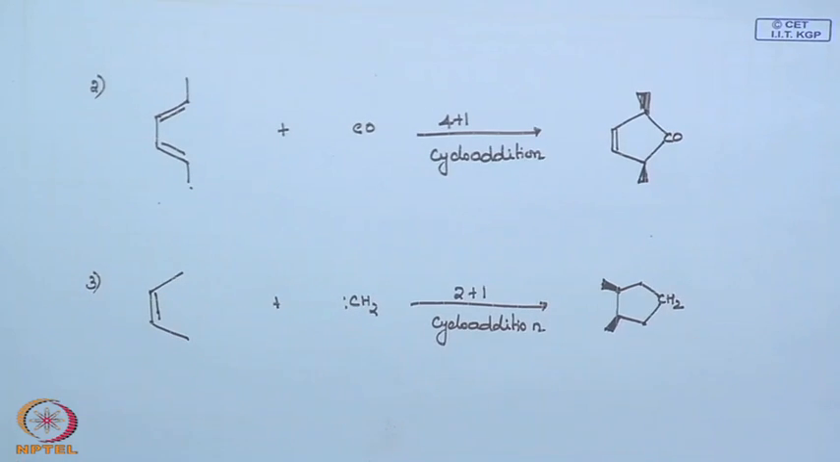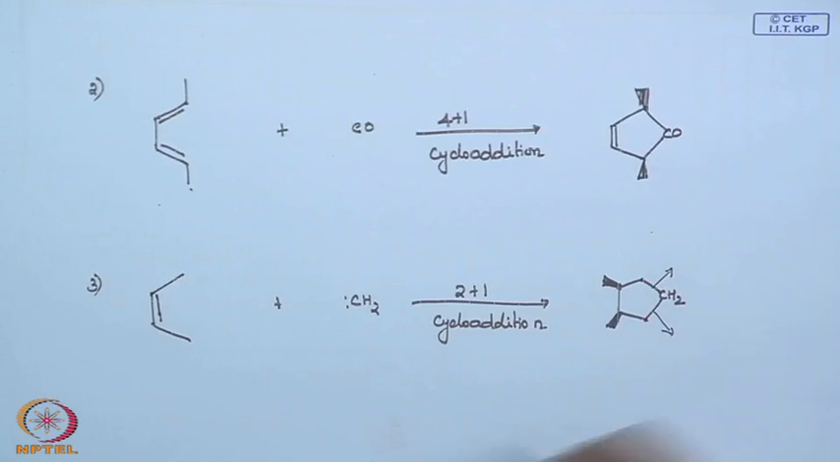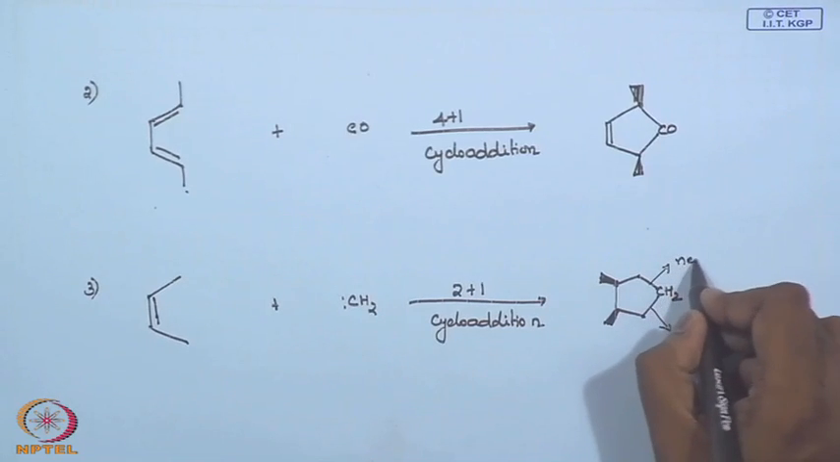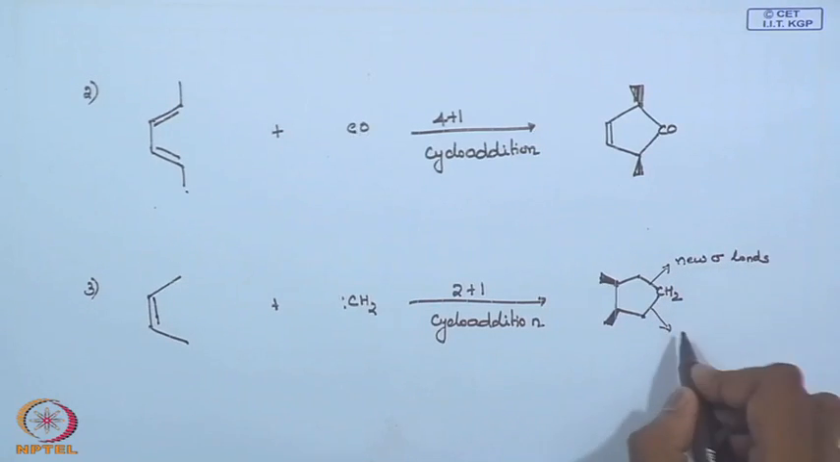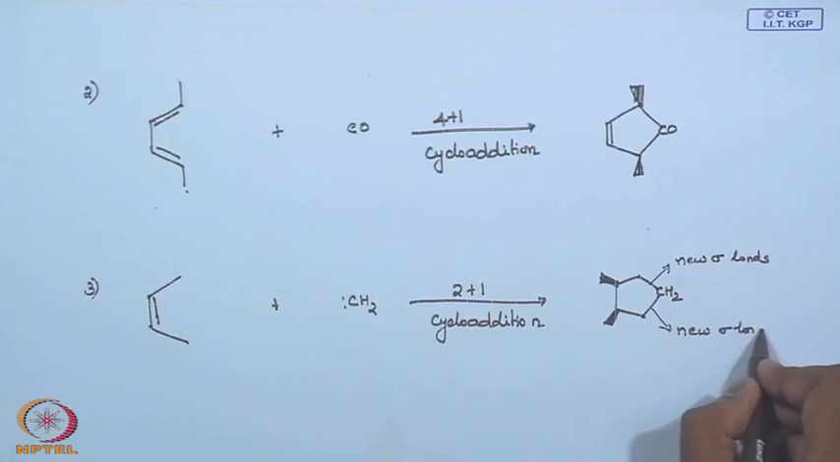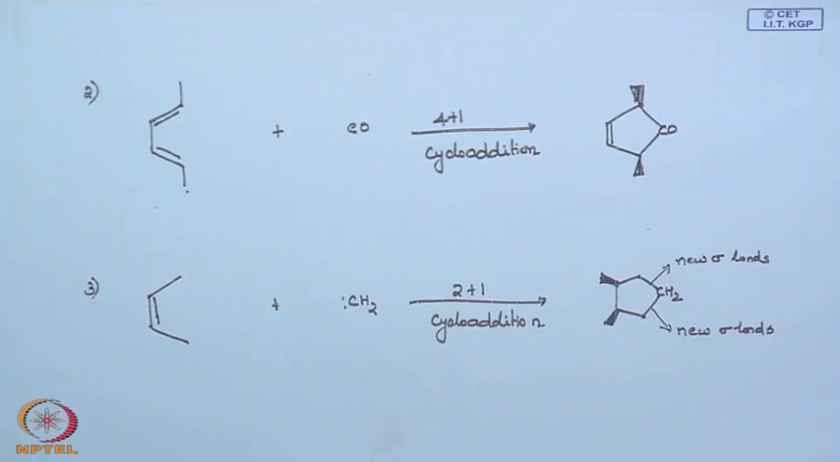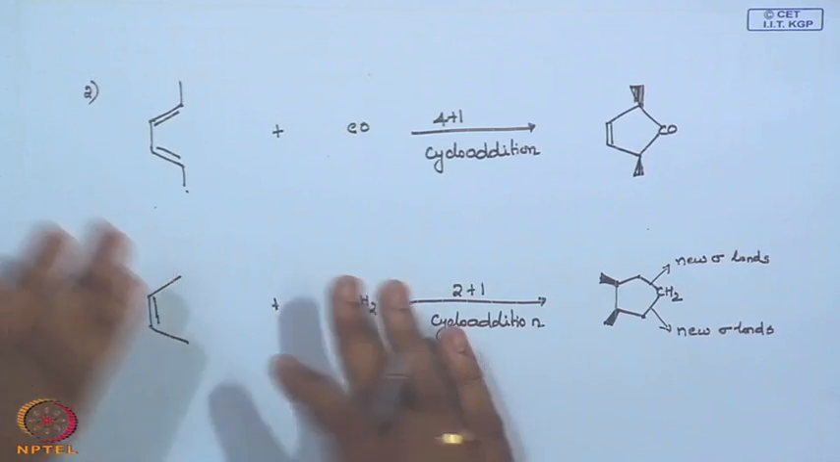Clear? So, this type of reactions, where you can get two new sigma bonds on the same atom, you call these reactions Chelotropic reactions, and this is under the head of cycloaddition reactions. There are other reactions also. Another type of Chelotropic reaction is the cycloreversion type of reactions.